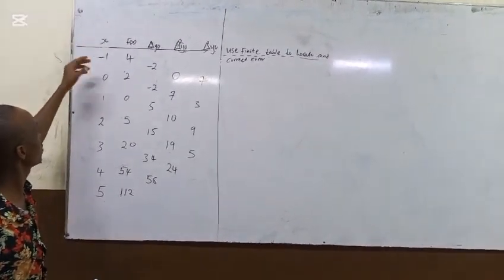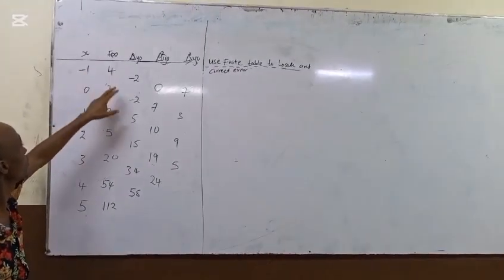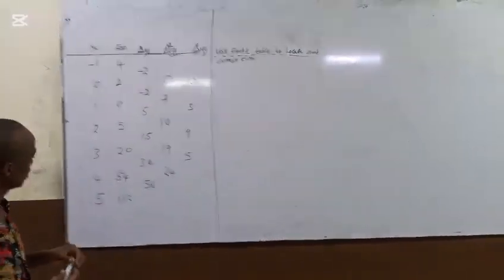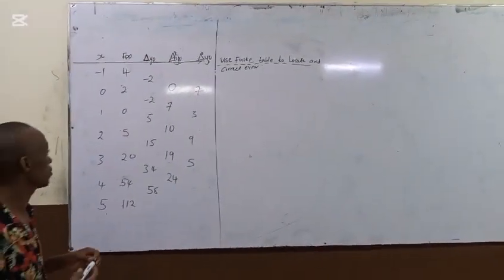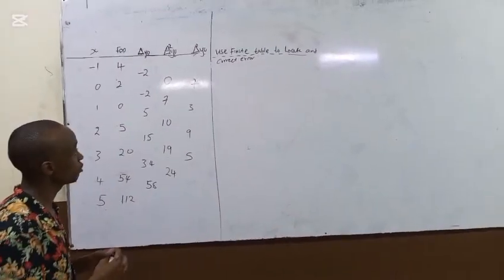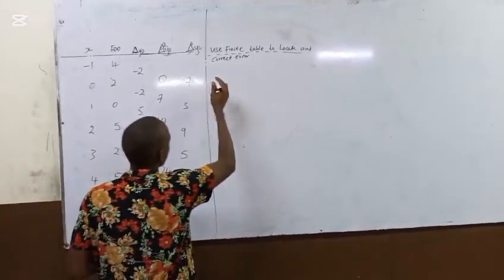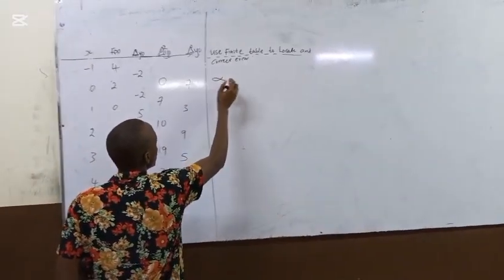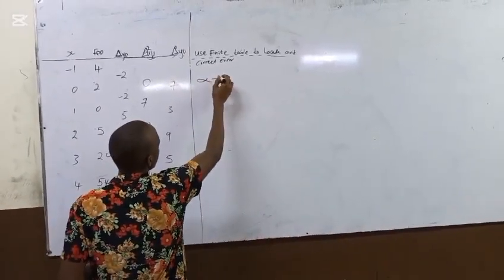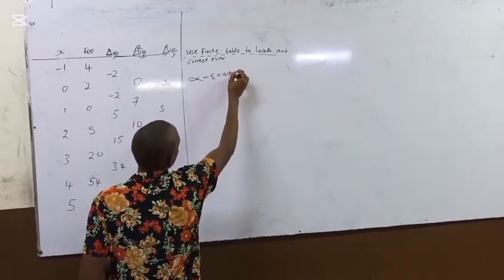The values of x were -1 to 5. The values of y were 4, 2, 0, 5, 20, 54, and 112. Now, we are going to use the finite table to locate and correct error. As you know, we have the formula for correcting error. We see that alpha, which is the number with error, minus error, we get the actual number.